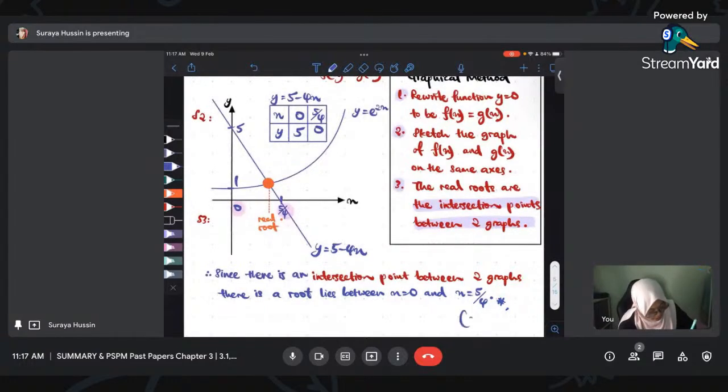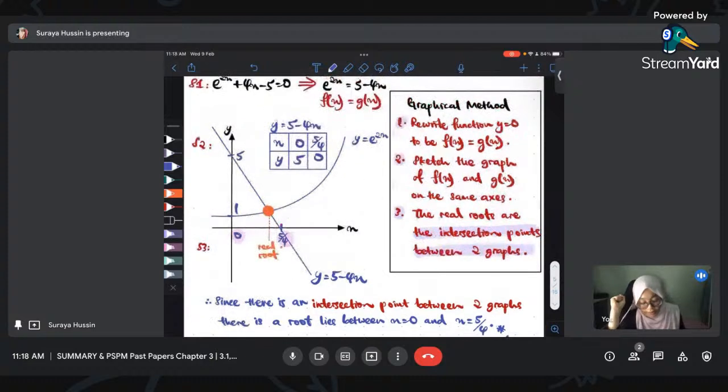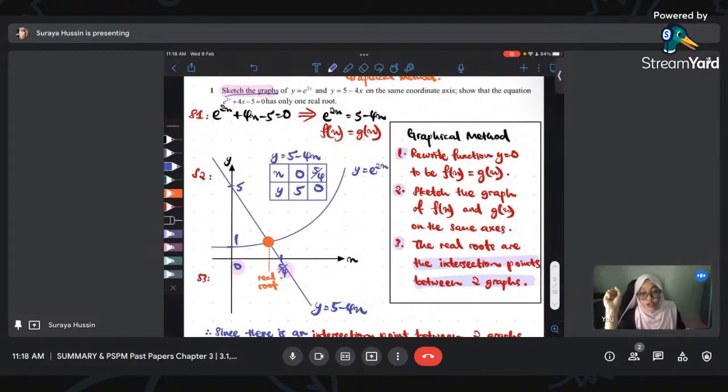Put a bracket shown. So kalau PSPM kamu kali ni adalah subjective, this is how you should do it. And therefore you will get full mark, 3 to 4 marks. Okay, faham ke maksud saya dekat sini? Kalau dia minta sketch the graph, you don't have to do algebraic. You just focus on graphical method sahaja. Okay, dan graph tersebut akan mudah untuk dilukis.